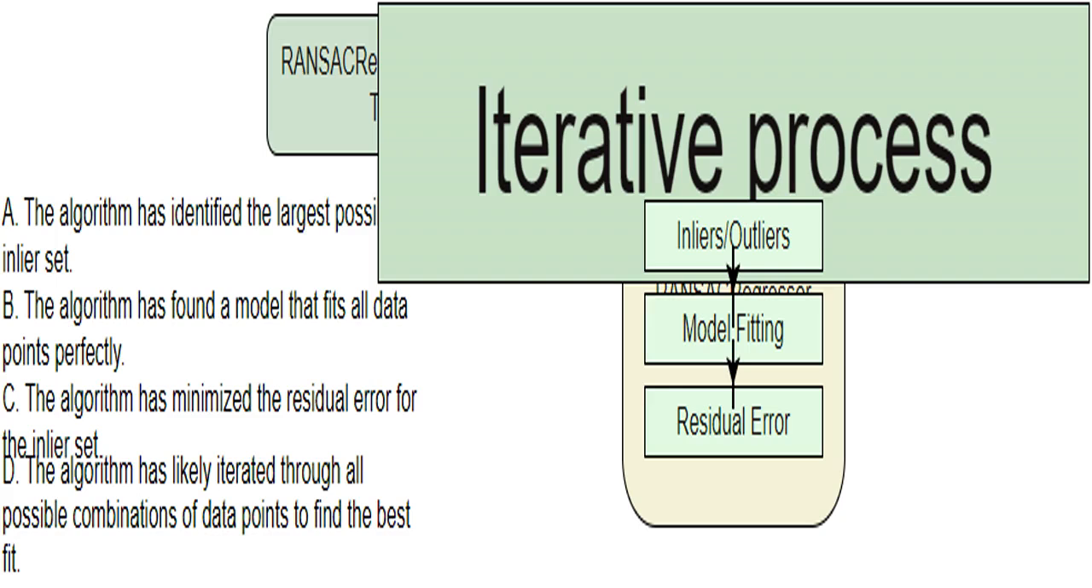RANSACRegressor works by repeatedly trying different things. Think of it like a detective investigating a crime scene. You don't have all the evidence at once. RANSAC takes random samples of your data and tries to build a model from those. It repeats this many times to get a model that best explains the majority of your data.